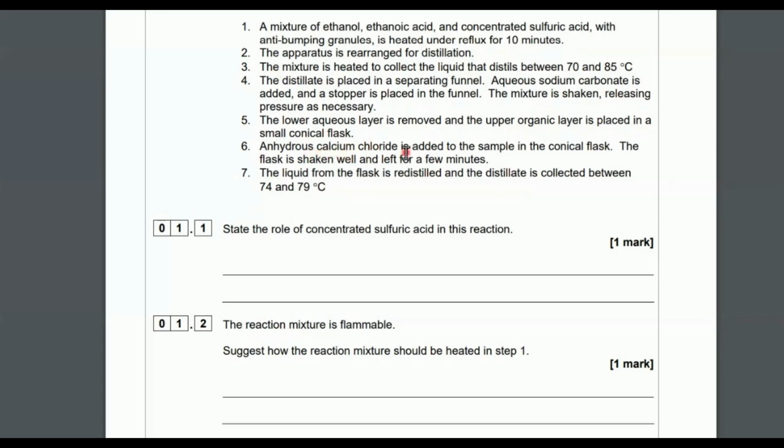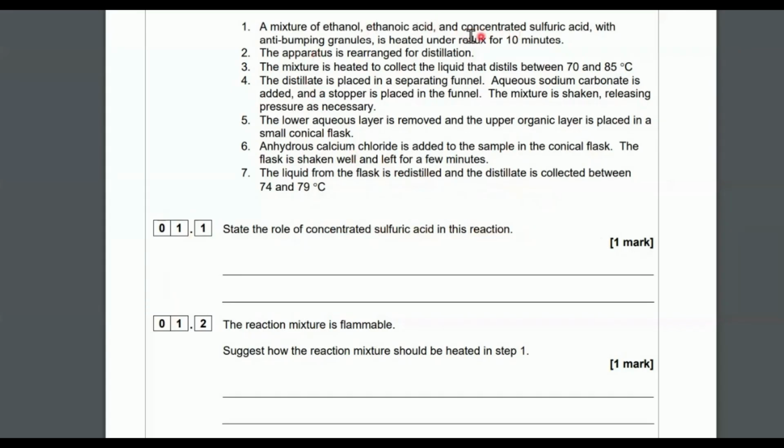Part 6, anhydrous calcium chloride is added to the sample in the conical flask. The flask is shaken well and left for a few minutes. Part 7, the liquid from the flask is redistilled and the distillate is collected between 74 and 79 degrees. Woo, that was serious. 1.1, state the role of the concentrated sulfuric acid in the reaction, 1 mark.